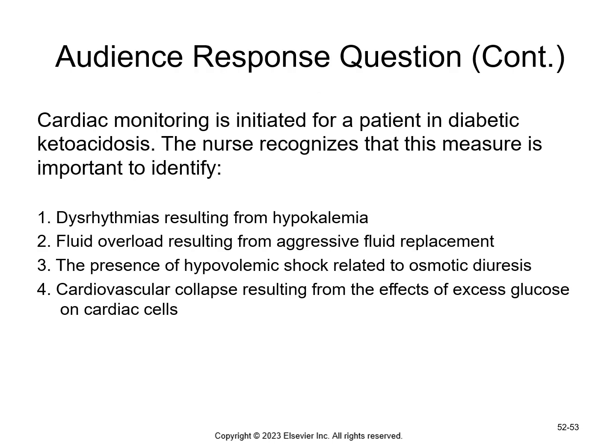Oh, there are two questions. So cardiac monitoring is initiated for a patient in diabetic ketoacidosis. The nurse recognizes that this measure is important to identify which of these options among 1 to 4. Number 1 is the answer. It is to find out if there is any dysrhythmias occurring as a result of hypokalemia.